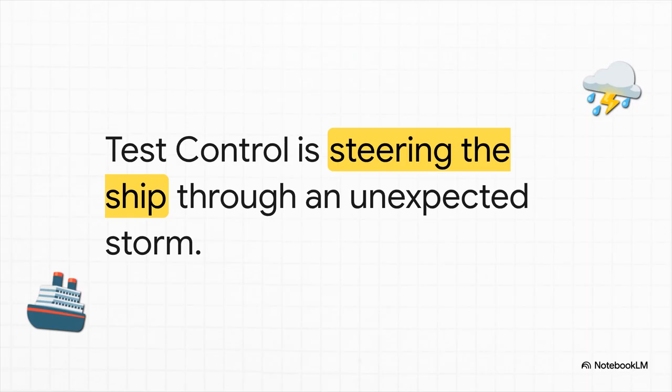So if test planning is drawing the map before you set sail, then test control is being the captain on the bridge, with your hands on the wheel, actually navigating through a sudden storm that wasn't on any of the charts. You're reacting to the wind and the waves in real time to keep the whole ship from going off course.